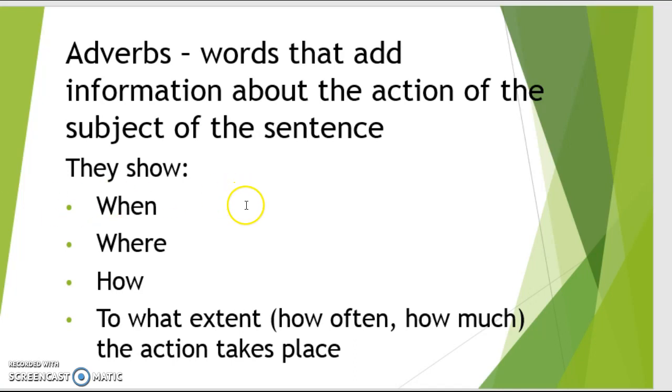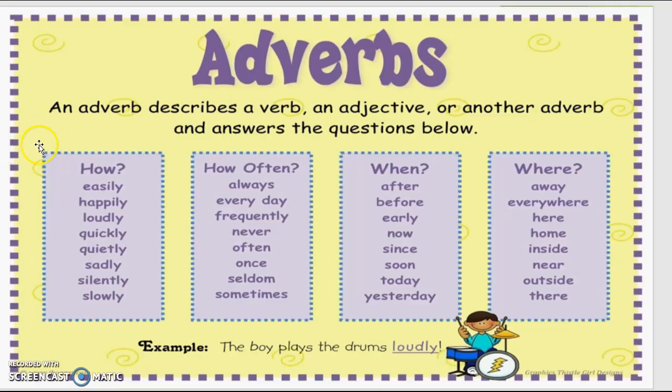Adverbs are words that add information about the action of the subject or the sentence. They show you when, where, how, or to what extent, how often, or how much the action takes place. They're usually going to be connected with the verb, but they're actually going to be about the subject. So adverbs are words that add information about the action of the subject. And here are some examples.